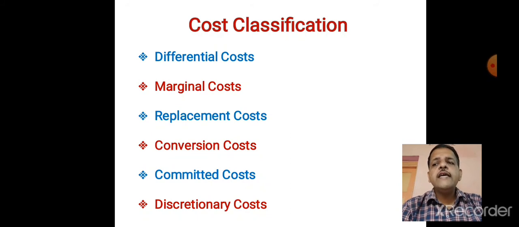Now let us see an example. Cost under alternative A is say 2 lakh and under alternative B it is 2,50,000. Now what is the differential or incremental cost? Alternative A is 2 lakh, alternative B is 2,50,000. So the difference of 50,000 is known as differential or incremental cost.